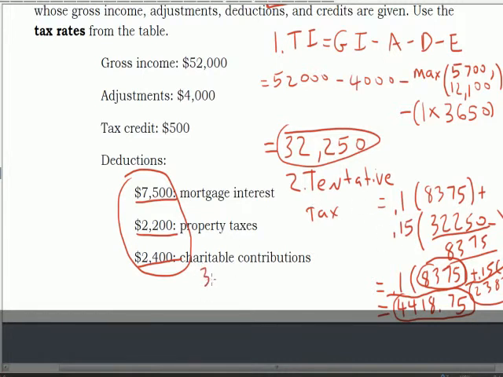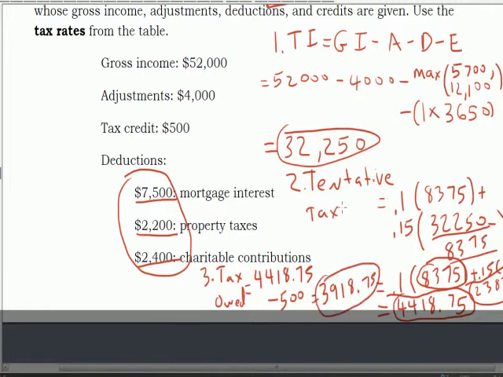I apologize, I didn't have quite enough room for all of us very nicely here. The tax owed is the last step, and it's by far the easiest. You take your result from step 2, in this case the $4,418.75, minus the credit. The credit comes off last. And this gives us a result of $3,918.75.